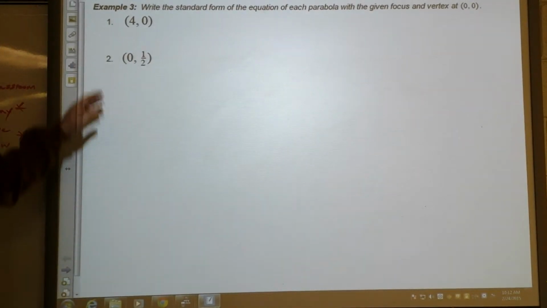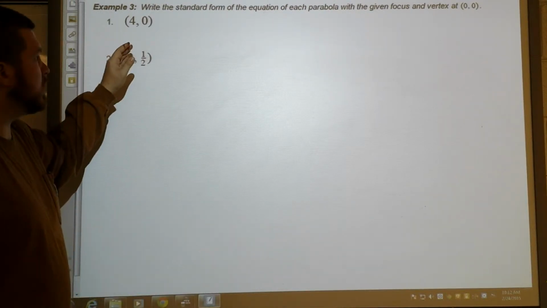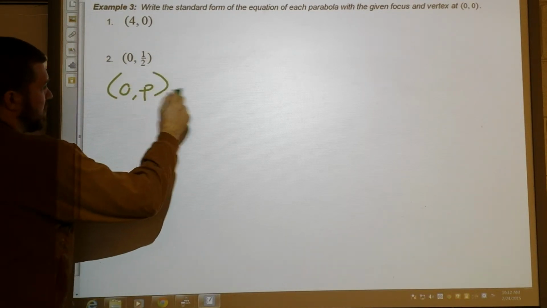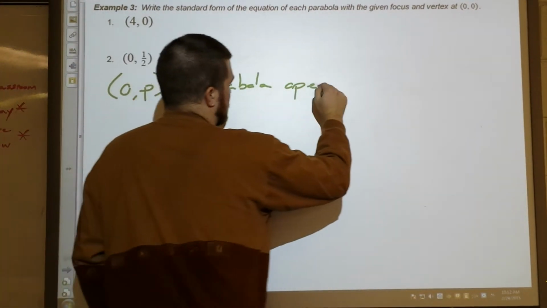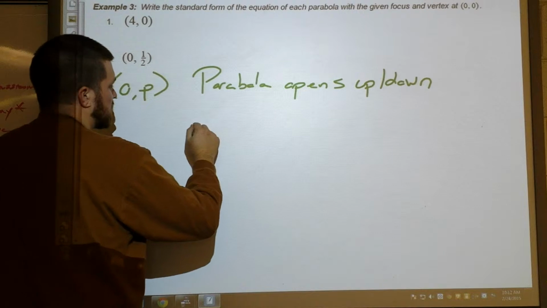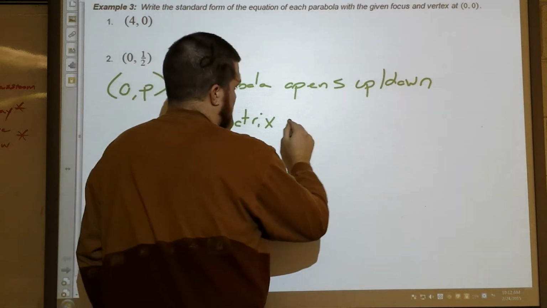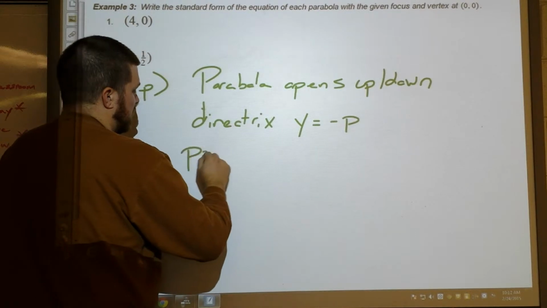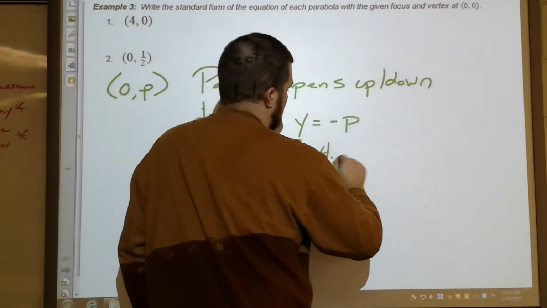Alright, so now we're on to the second problem. We're given the focus, and again, if you flip back through your rules and look at how the focus was, what you want to see is that the focus, if it's at 0, p, then the parabola opens up or down. And the directrix has an equation of y equals negative p, and the parabola itself has an equation of x squared equals 4py.